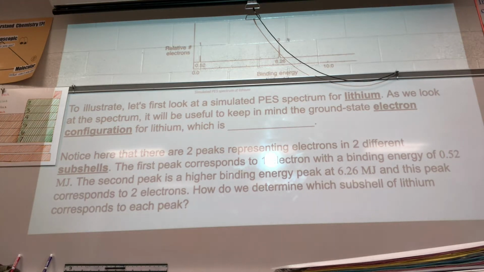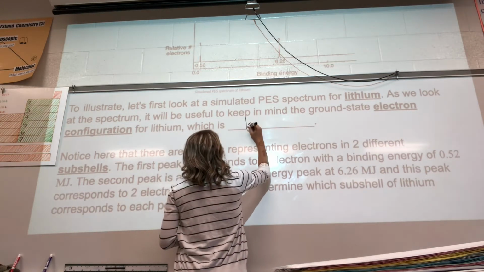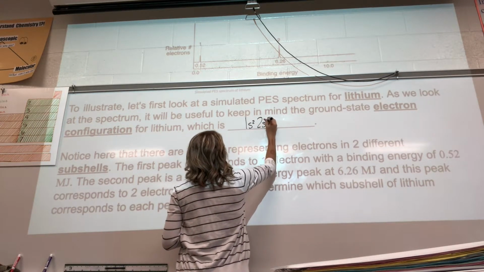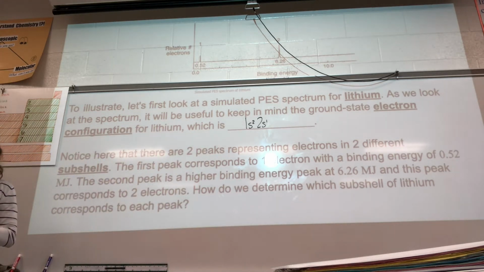So if this is my 1s, then this would be my 2s. Now notice this, kind of going with Eli's question. Since my 2s is half the size of my 1s, what does that tell you? Good, Macy. So the configuration is 1s2, 2s1. And then by knowing a configuration, you can identify the substance. And it's lithium.